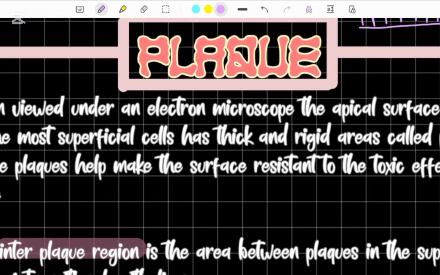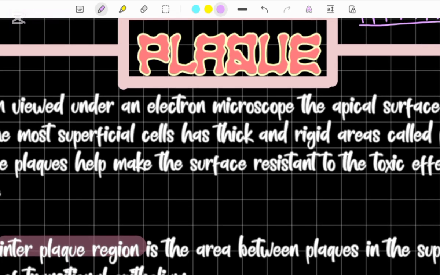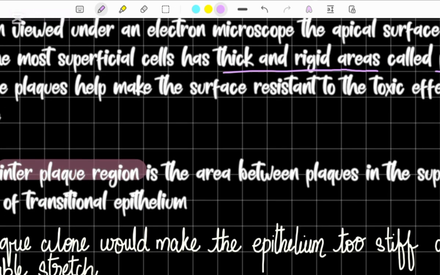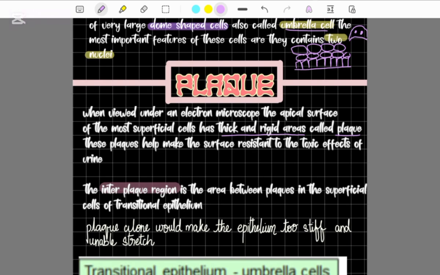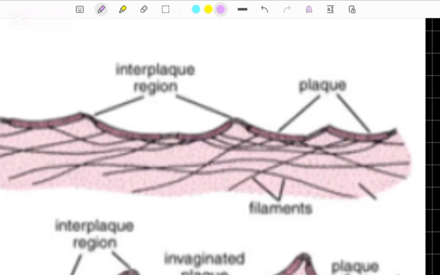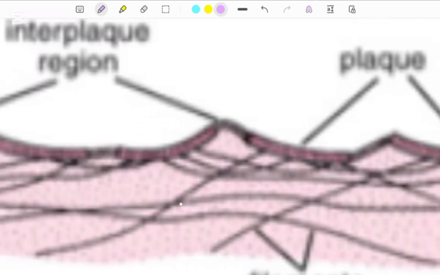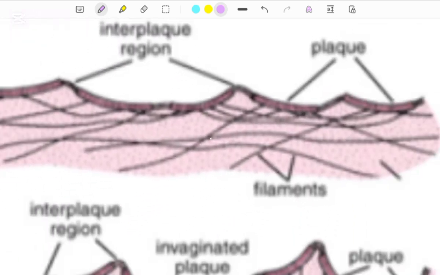Then we have plaque. They contain plaque. When we view them under the electron microscope, the apical surface of the most superficial cells has thick and rigid areas called plaque. These plaques help make the surface resistant to the toxic effect of urine. Now consider this as your transitional epithelium. The picture is very blurry. The plaque is this region, this one. This is the most tightly packed region.